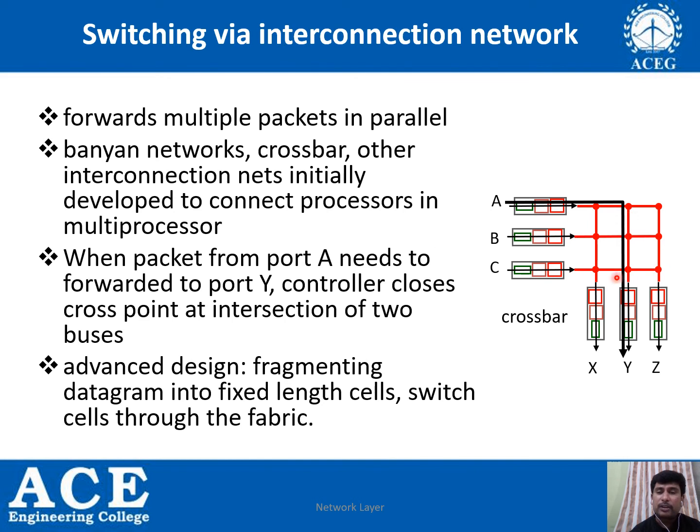For building this switching via interconnection network, we are using Banyan networks, crossbar, or other interconnection nets. And these were initially developed to connect the processors in multiprocessor systems. So for instance, the example we would like to take is we would like to connect an input port A to forward a packet to output port Y. Here X, Y, Z are output ports and A, B, C are input ports.